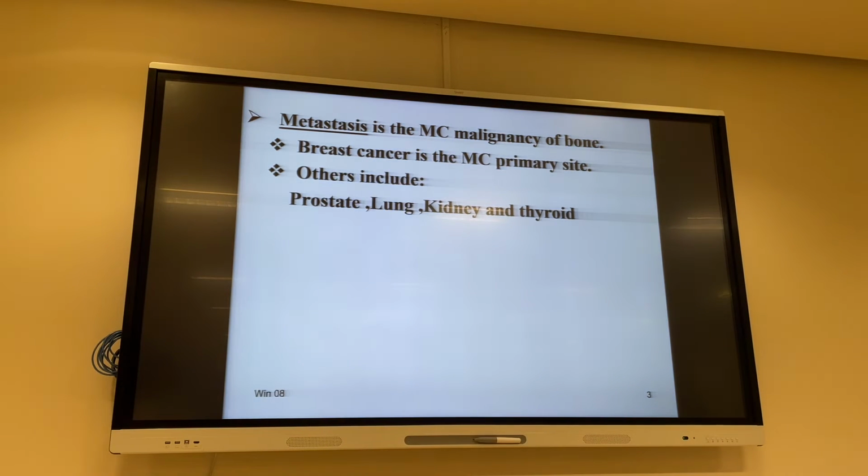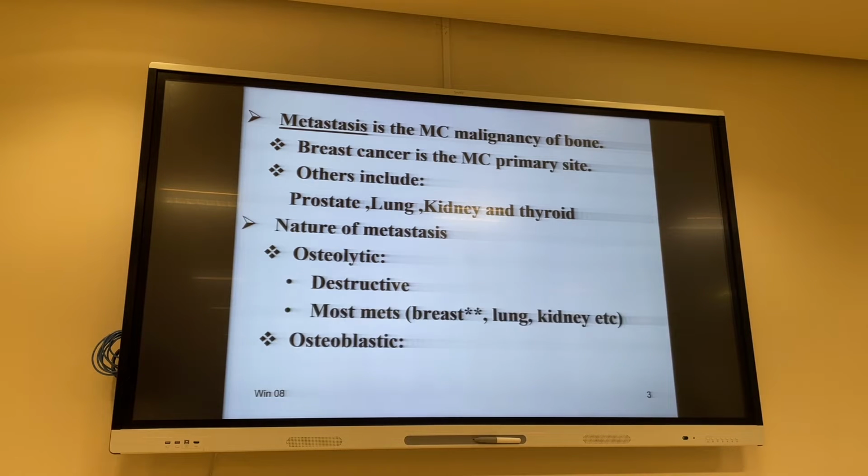So the most common malignancy of the bone, the site that gives it the most is the breast. Breast cancer is the most common lesion giving rise to bone metastasis. Most of the metastases that emanate from breast cancer are osteolytic in nature. So they are going to resorb the bone. There are other tumors that do it as well.